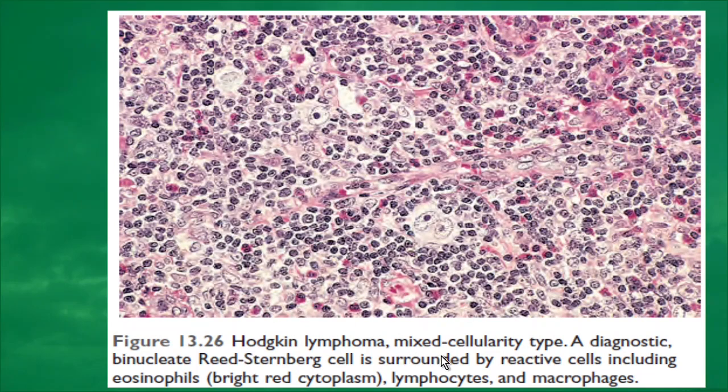Coming to mixed cellularity type of classical Hodgkin. Here you can see diagnostic RS cells, binucleate RS cells with very prominent nucleoli. If you see the background cells, you can see these are all lymphocytes, and these orangish red ones are eosinophils, all reactive proliferation of eosinophils. A few macrophages here and there.